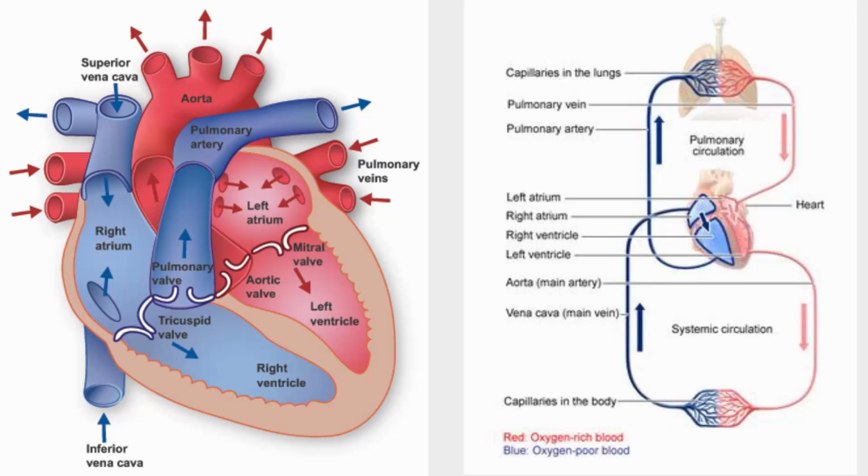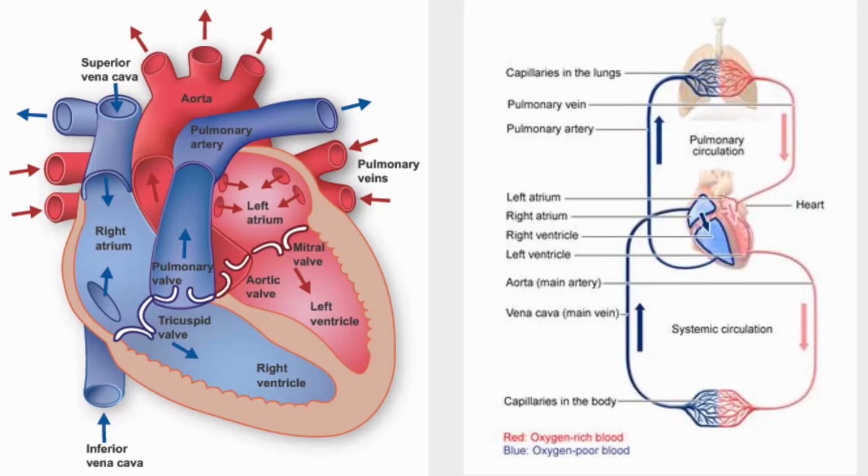Deoxygenated. It has given up its oxygen to the various parts of the body. It's taken in CO2 and other waste. And so it's coming back to the right side of the heart. The right side of the heart is the part that deals with deoxygenated blood. So that blood comes into the right atrium.